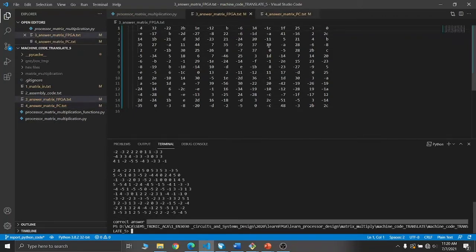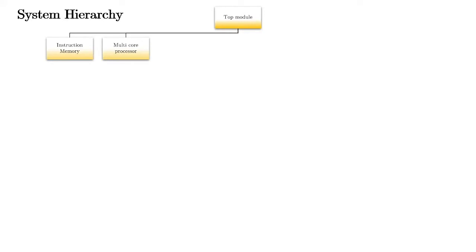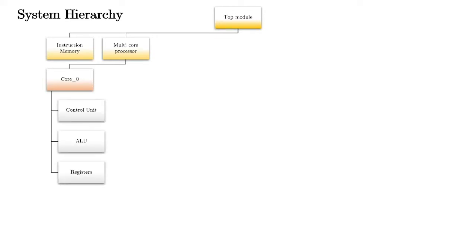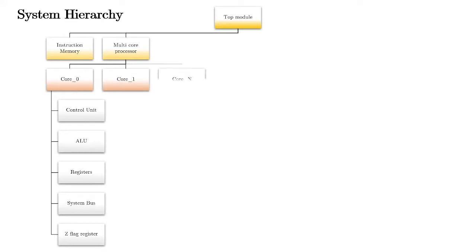Now I will show the hierarchy and the method that we use in this design. In the system hierarchy, there is a top module, and inside that top module there is an instruction memory, and there is a multi-core processor. Inside that multi-core processor there are several cores. In one core there will be a control unit, an ALU, and several registers, and a system bus, and a reset flag register.